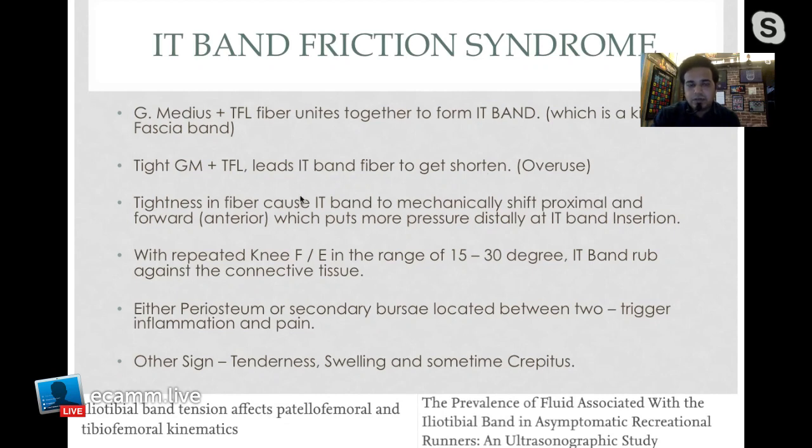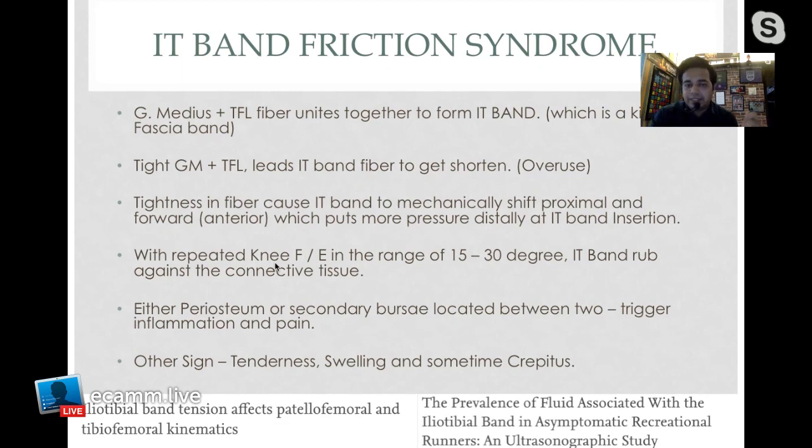Tightness in these fibers causes the IT band to mechanically shift in the proximal direction and in the anterior direction, which puts more pressure distally at its insertional point. The reason why it happens, the tightness of the IT band, is because of repetitive knee flexion and extension in the range of 50 to 30 degrees. Whenever athletes perform this regular knee flexion and extension below 30 degrees, either in the downhill direction, walking on an uneven surface or on a hard surface, the IT band goes into shortening because of the tightness of gluteus medius and TFL. Understand that?